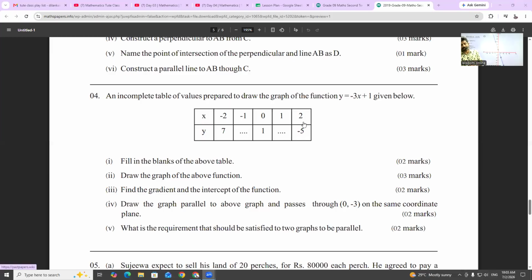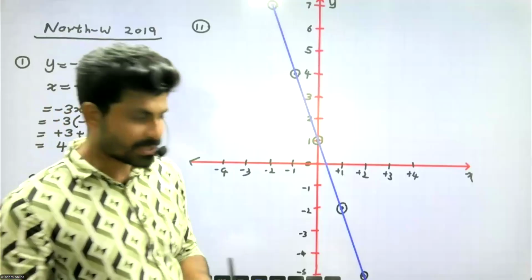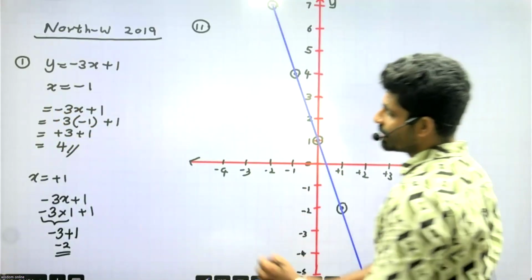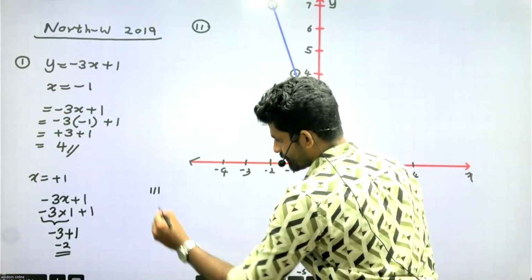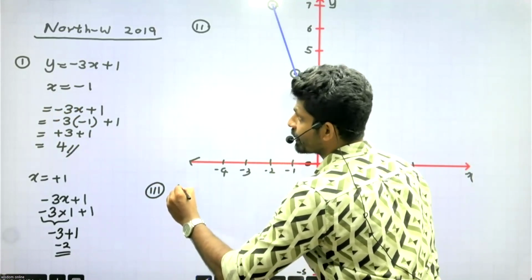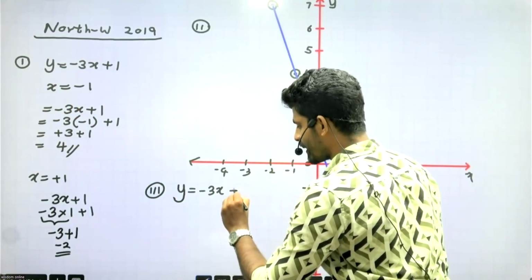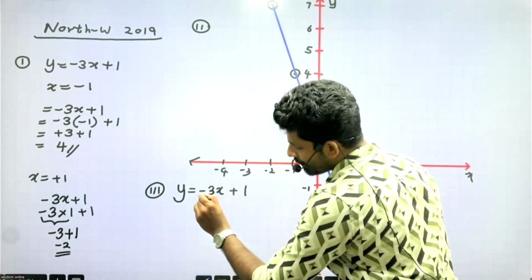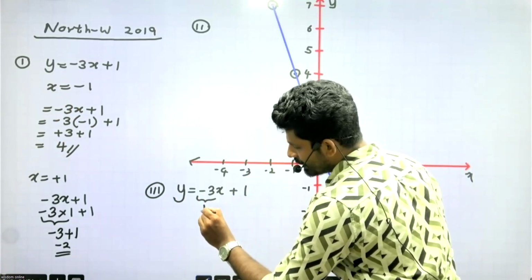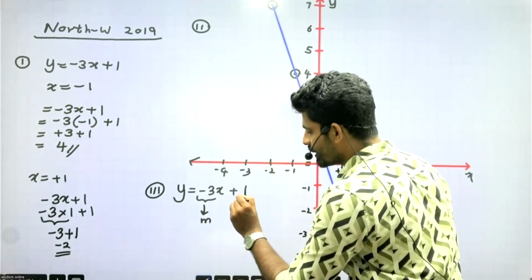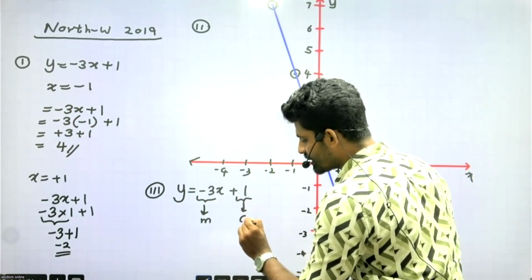Find the gradient and the intercept of the function. What is the gradient? Look at the third question. Y equals negative 3x plus 1. So the coefficient of x is the gradient, and this is the intercept.